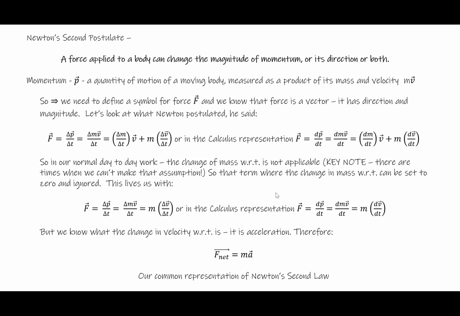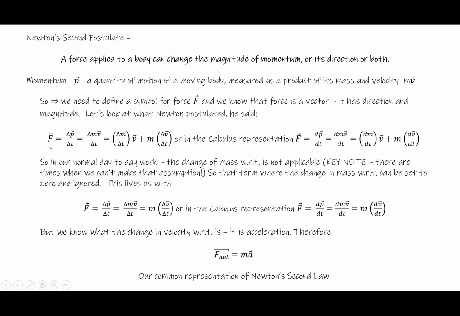So Newton actually postulated that a force applied to a body can change the magnitude of the momentum, or its direction, or both. So if I apply a force on something, it can change its direction. It can change its momentum, or it could do both. I can have both a change in momentum and a change in direction. Think about that for a second. If my hockey puck hits the boards, the hockey puck's going to bounce off, and I get a change in motion and a change in direction.